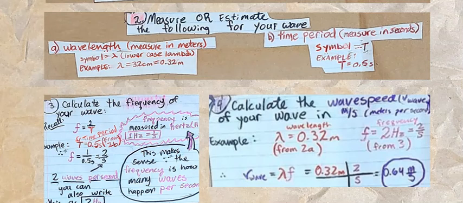Okay, so I'm going to look at part 2 this time, and we're going to focus on part 2a, the wavelength. So measure, estimate. This estimate's really important. You just kind of have to put what you're assuming. Okay, so the wavelength that you measure in meters, that's the lambda, lowercase lambda.